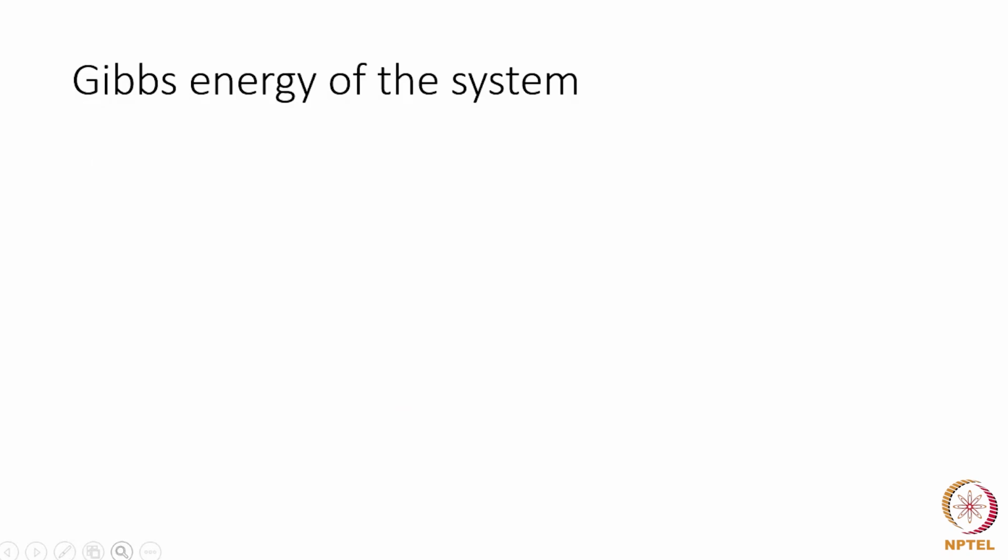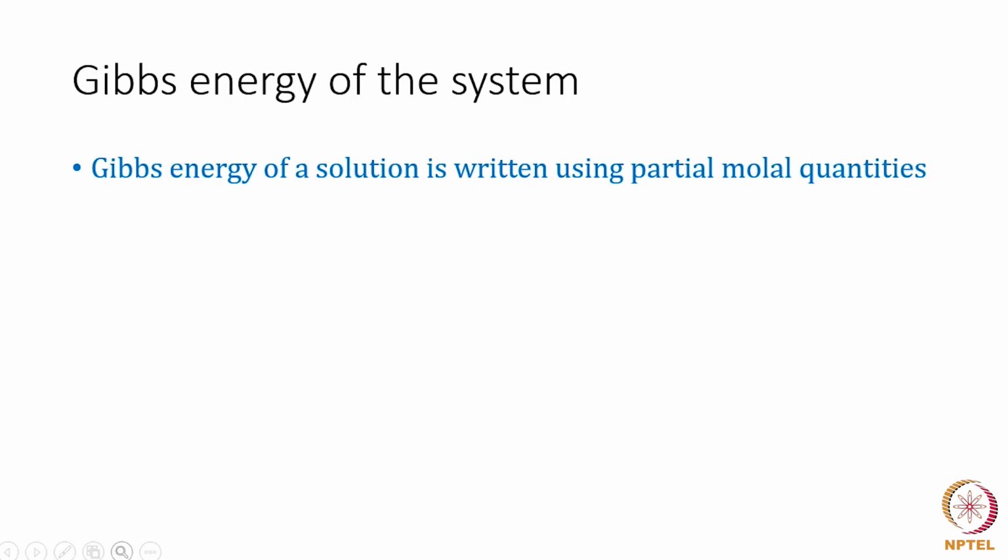So we can now write the Gibbs energy of this solution comprising of these three species as follows. We write the Gibbs energy of solution using partial molar quantities. We take the number of moles of CO2, multiply with the chemical potential of CO2, and then sum it up with the number of moles of carbon monoxide and the chemical potential of carbon monoxide, sum it up with number of moles of oxygen multiplied by the partial molar Gibbs energy or chemical potential of oxygen. So this is how we define the Gibbs energy of a solution.